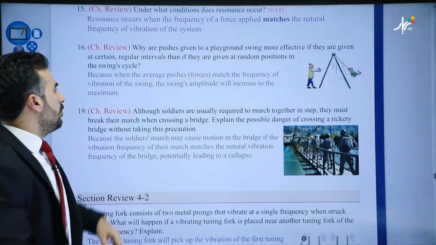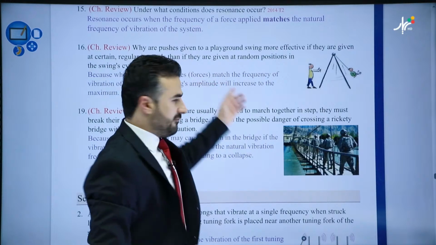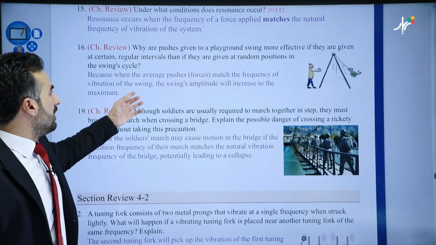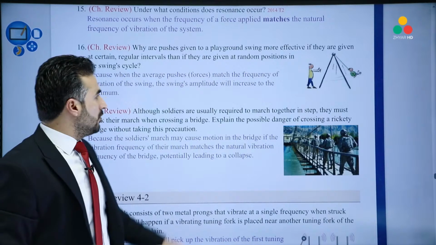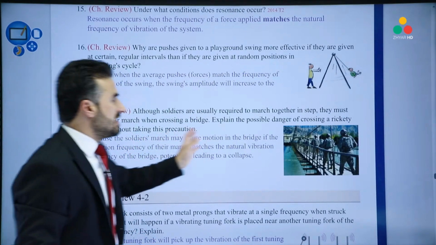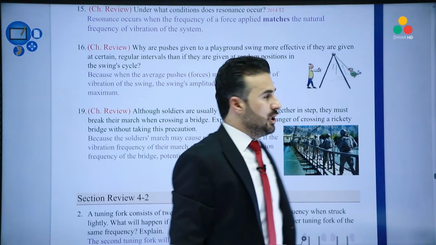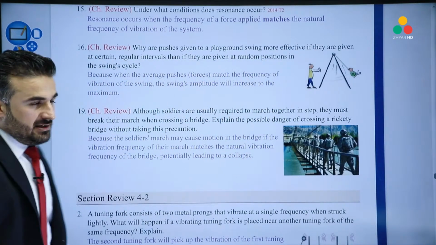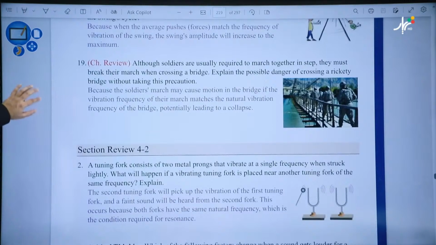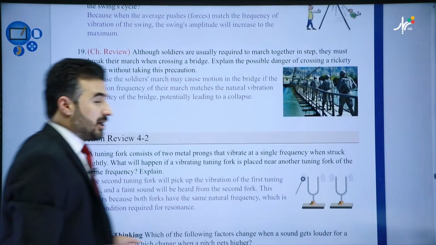That is because when the pushes or forces match the frequency of the swing, what will happen? Of course, the swing's amplitude will increase to maximum here. If not, you would see that the motion of the swing would not be as pleasing as it should be.